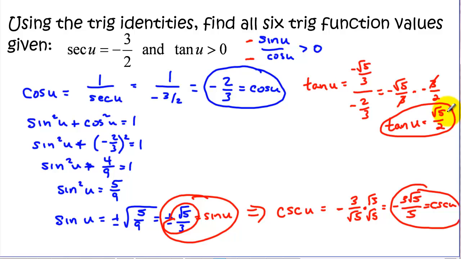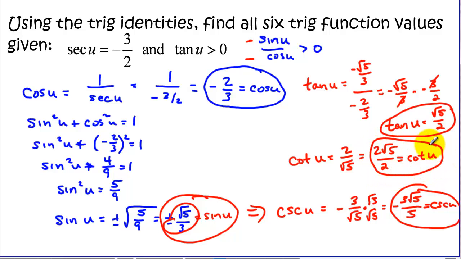And finally, the cotangent is going to be the reciprocal of that, so it's going to be 2 over radical 5, and when we rationalize that, we're going to get 2 radical 5 over 5. And again, that was the cotangent. So we've now found all 6 trig functions. We were given one of them, so we've got 1, 2, 3, 4, 5, 6, all the trig functions.